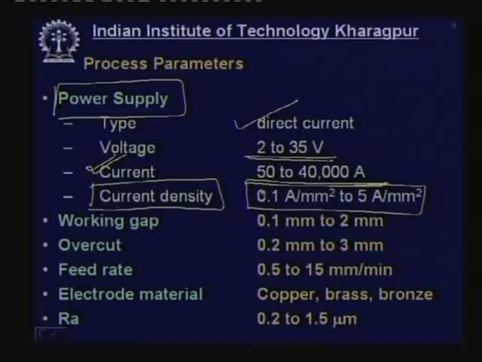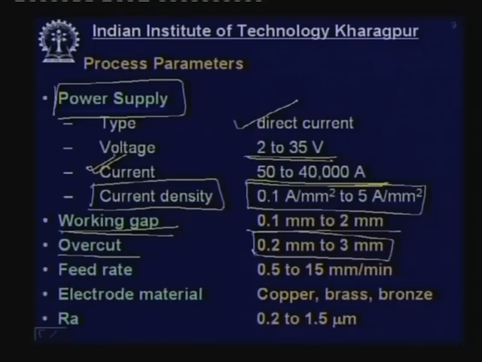Now, we have already understood that there has to be a working gap between the electrode and the workpiece, and that working gap is around 0.1 millimeter to 2 millimeter. Just like electro discharge machining, as we have discussed, in ECM as well there is some amount of overcut. When we go into the schematic of the actual drawing, we will once again show you how to control that overcut. As we said, to maintain a particular working gap, the tool has to be fed with a particular feed rate which varies from 0.5 to 15 millimeter per minute. You can see the feed rate is rather high, 15 millimeter per minute. So, the material removal rate in electrochemical machining would also be high.